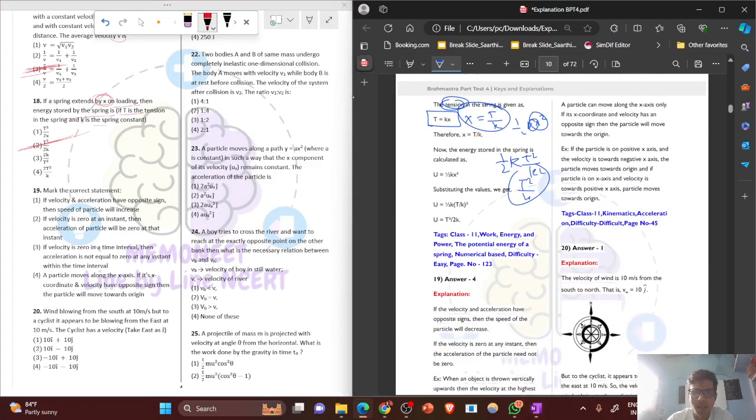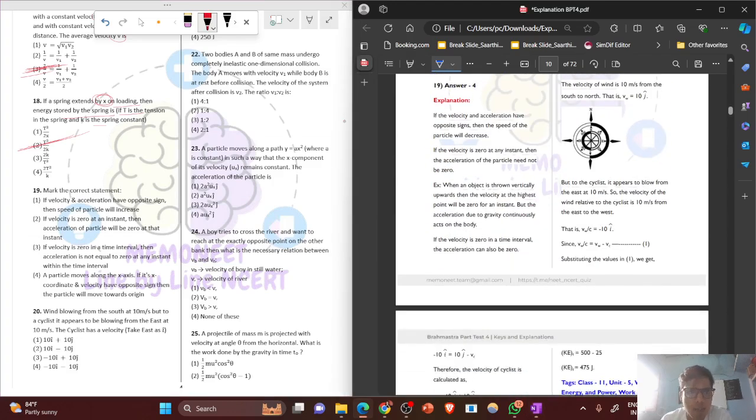Now moving ahead, mark the correct statement. If the velocity and acceleration have opposite signs, the speed will increase. No. If the velocity is zero at an instant, then the acceleration of the particle will be zero. No. You can see at the extreme point the velocity is zero but the acceleration is not zero. If the velocity is zero in a time interval, then acceleration is not equal to zero at any instant within the time interval. It is also not correct.